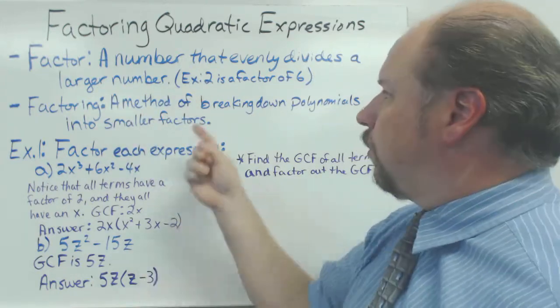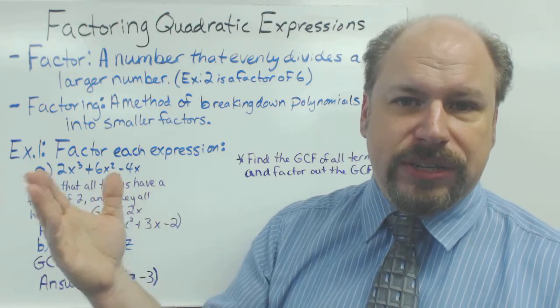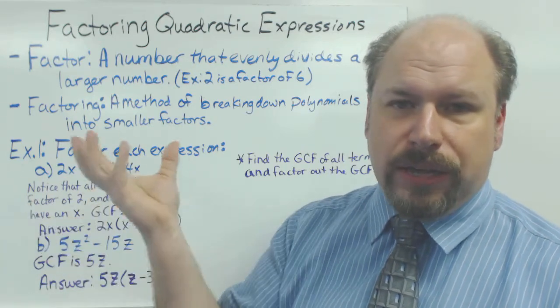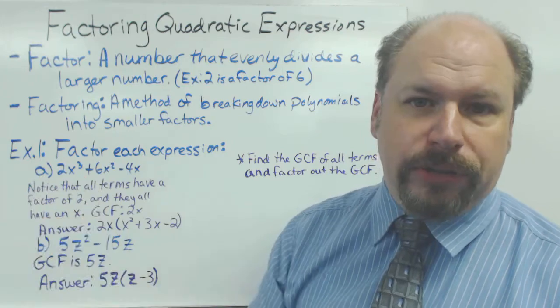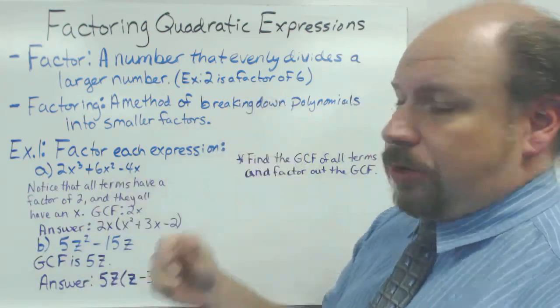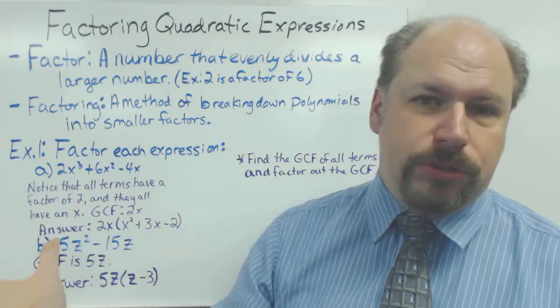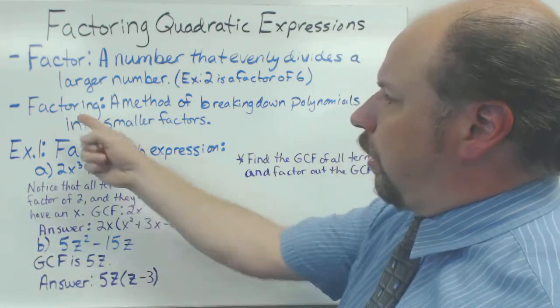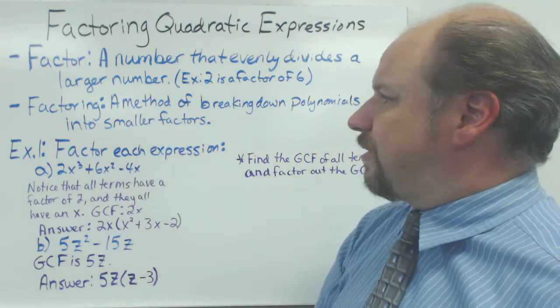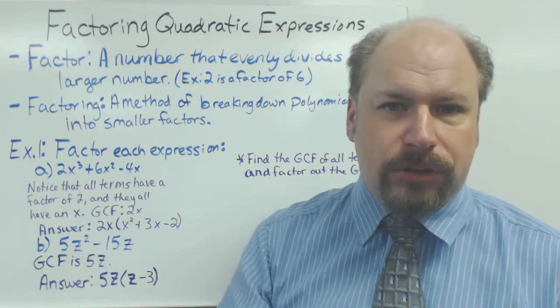So for example, 2 is a factor of 6, because if you take 6 and divide it by 2, you get another whole number. You get 3 from that. So 3 is also a factor of 6 because when you take 6 and divide by 3, you get 2. Okay? Factoring is a method of breaking down polynomials into smaller factors.